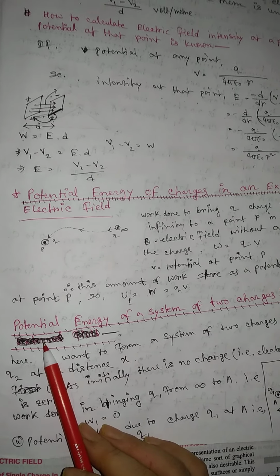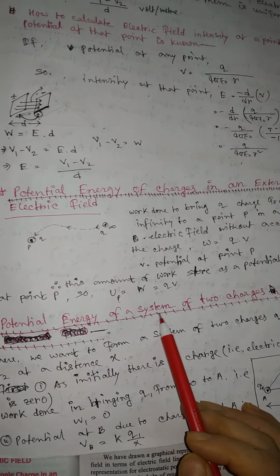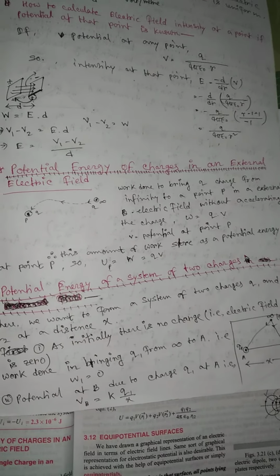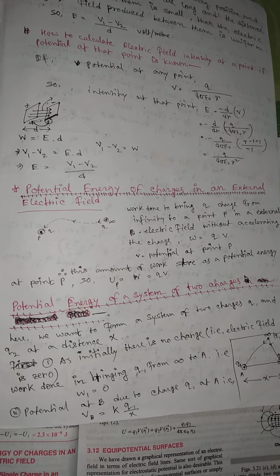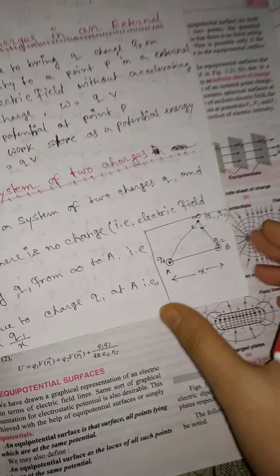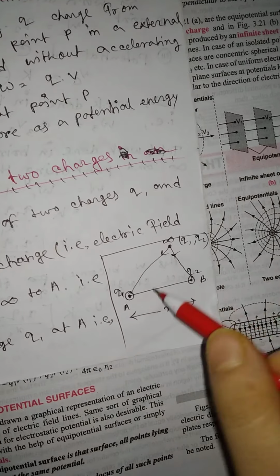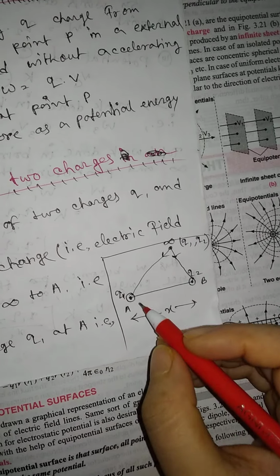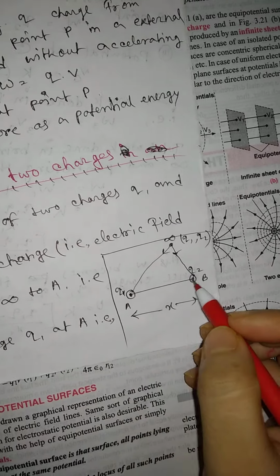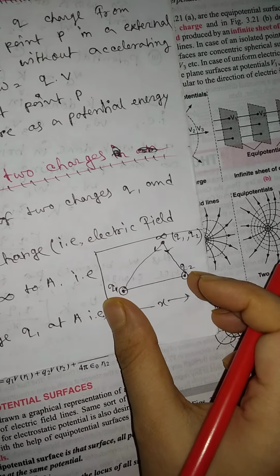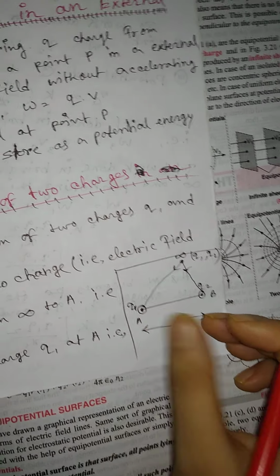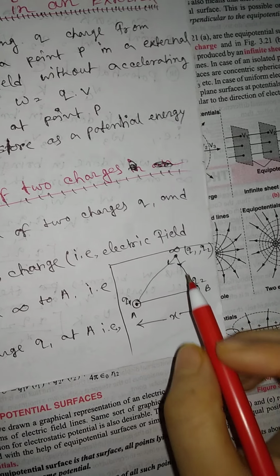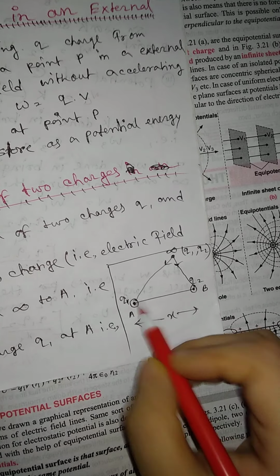Next topic is potential energy of a system of two charges. So here we want to form a system of two charges Q1 and Q2 at a distance x. You can see here we want to form a system containing Q1 and Q2 charges, separated by a distance x. So first, we consider Q1 as the first charge.